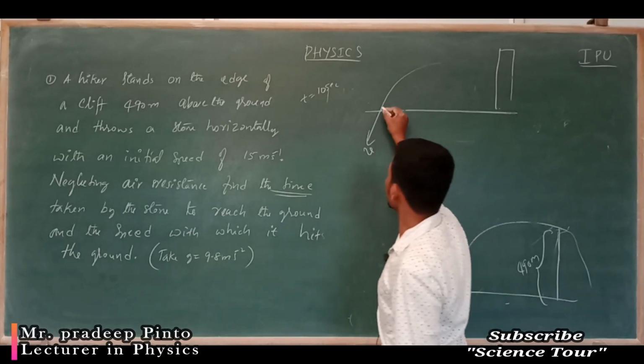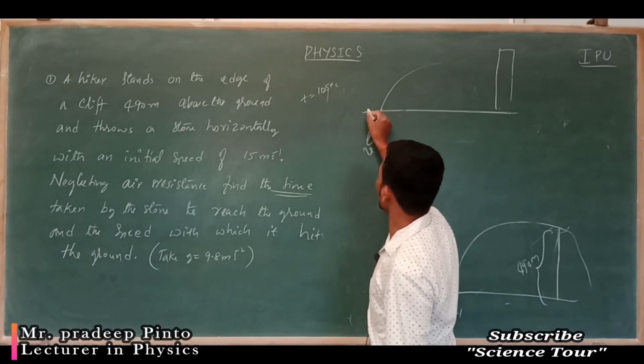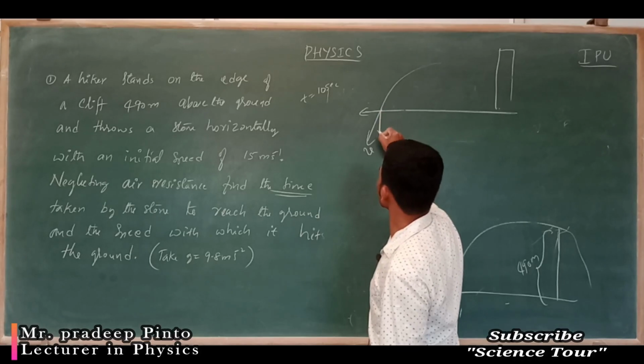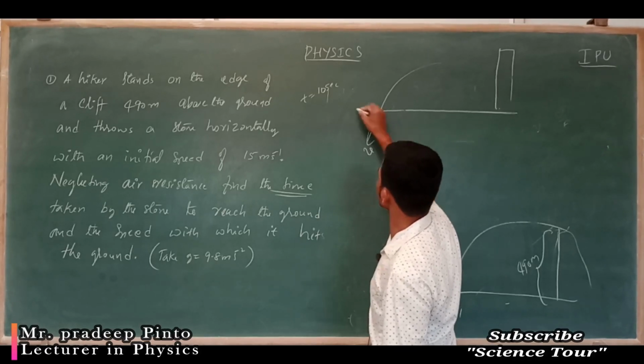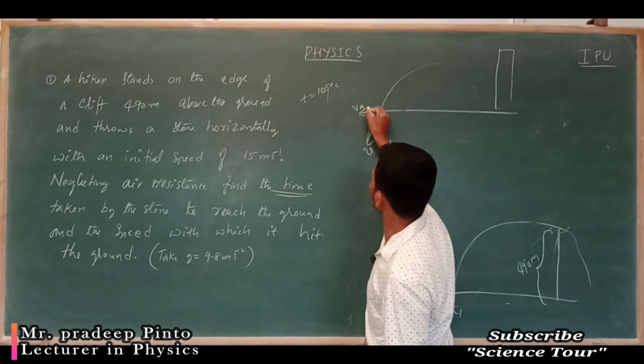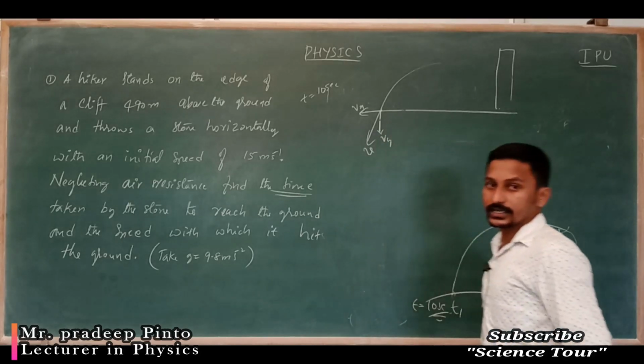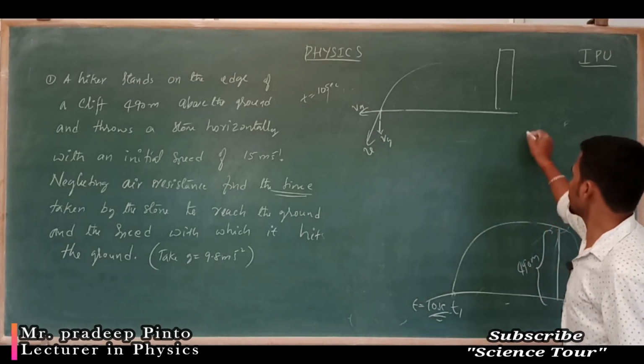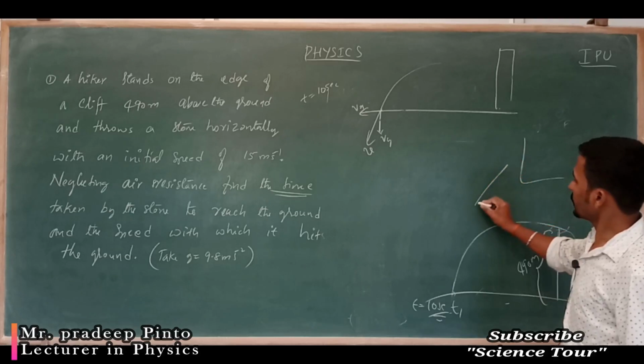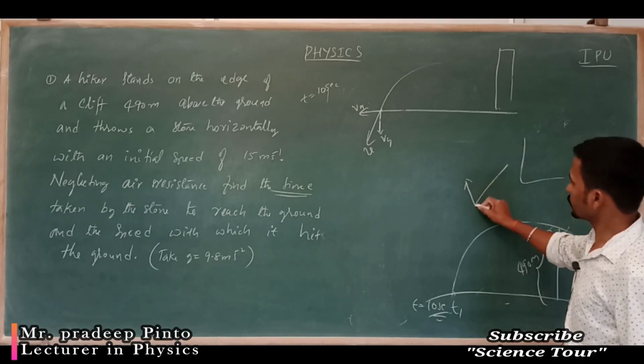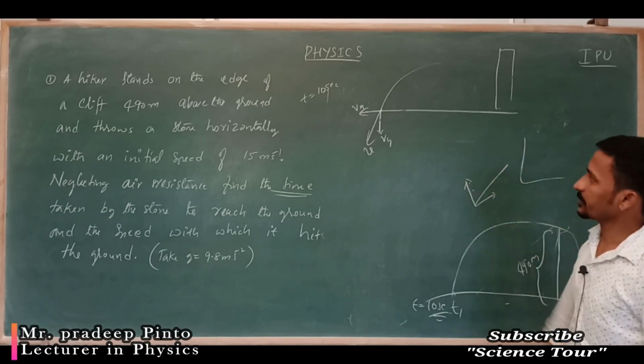But if you divide that into components, this will be Vy, this will be Vx. I told you that any vector, if you want to resolve it, I have to divide it into two components. Those two components must be perpendicular to each other.